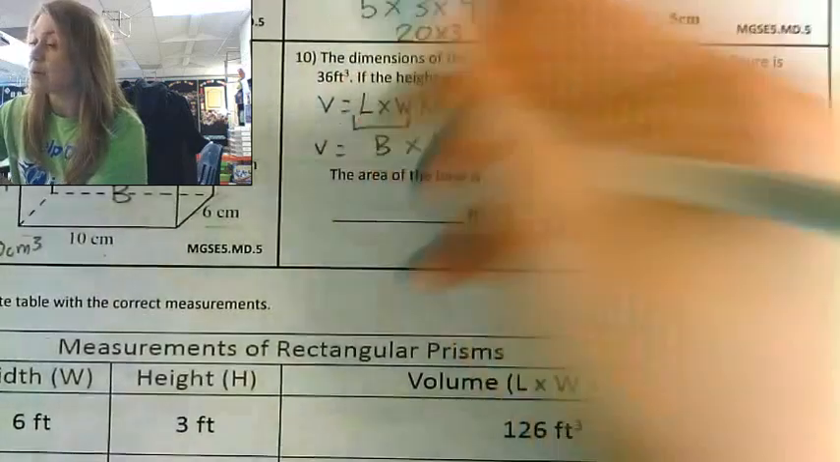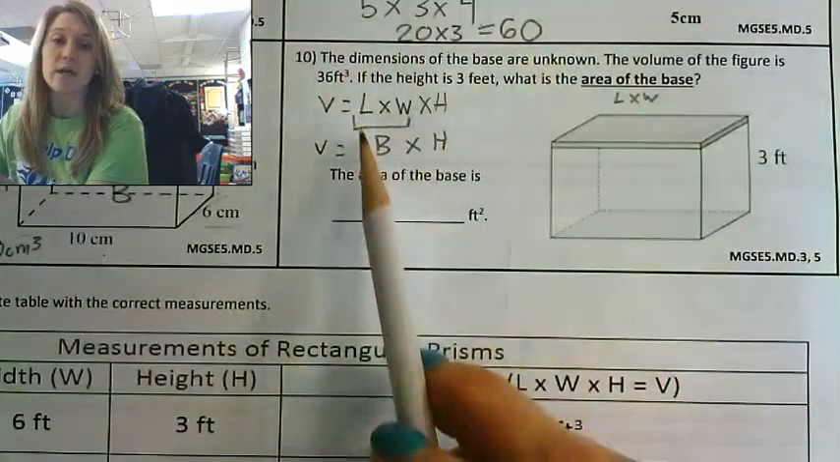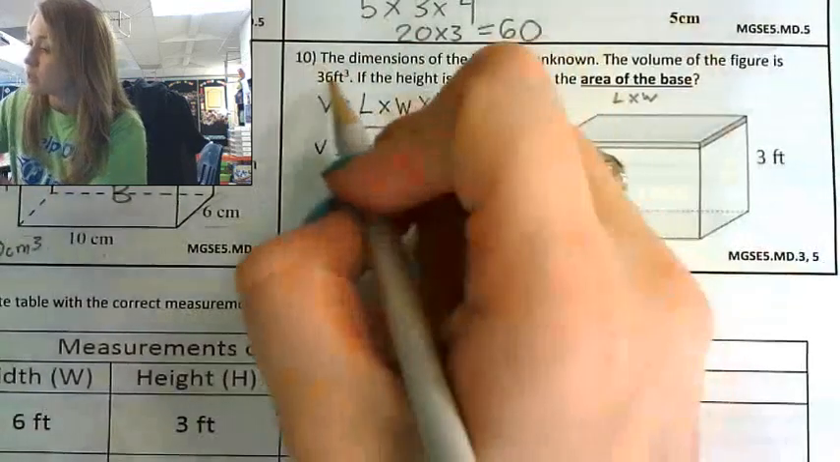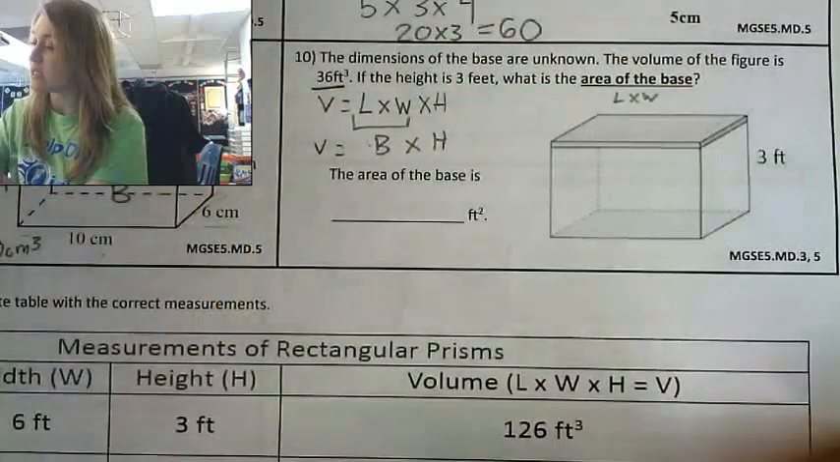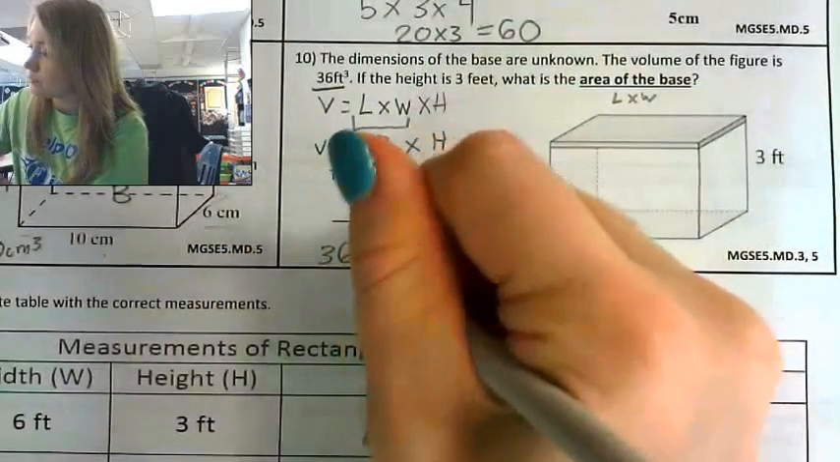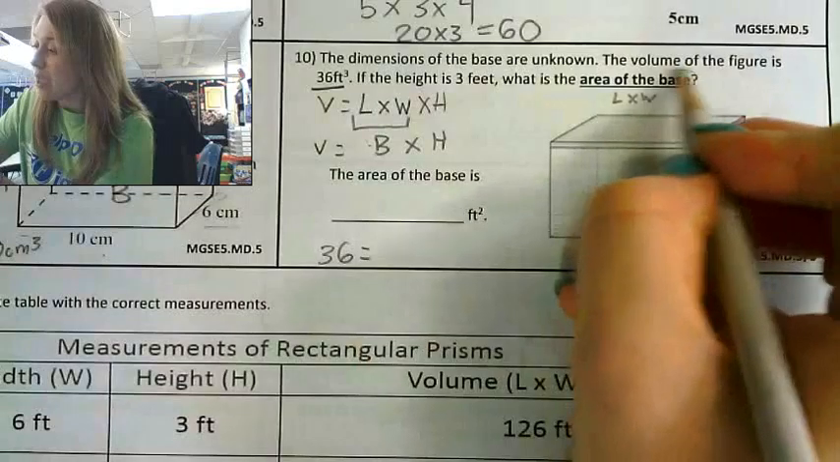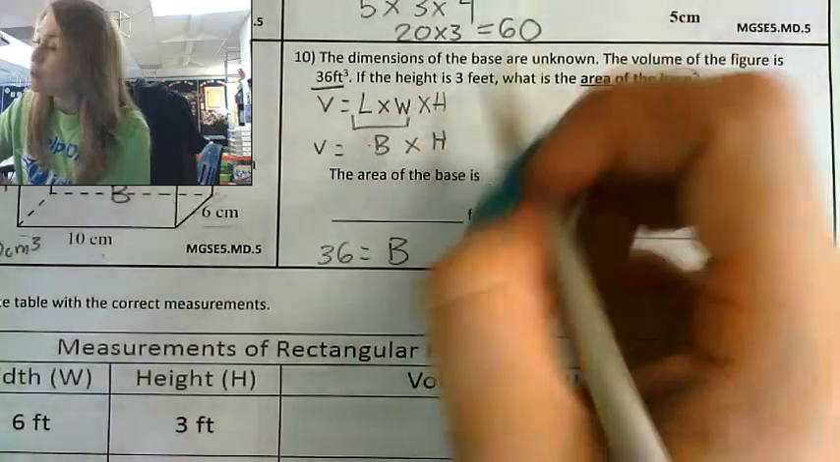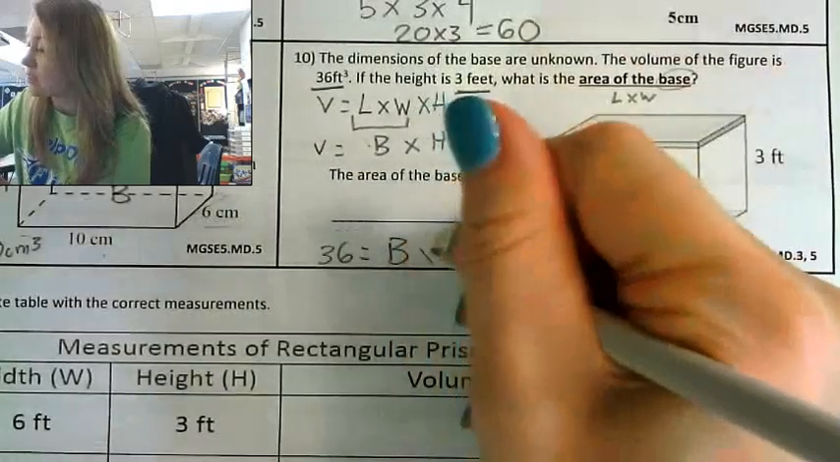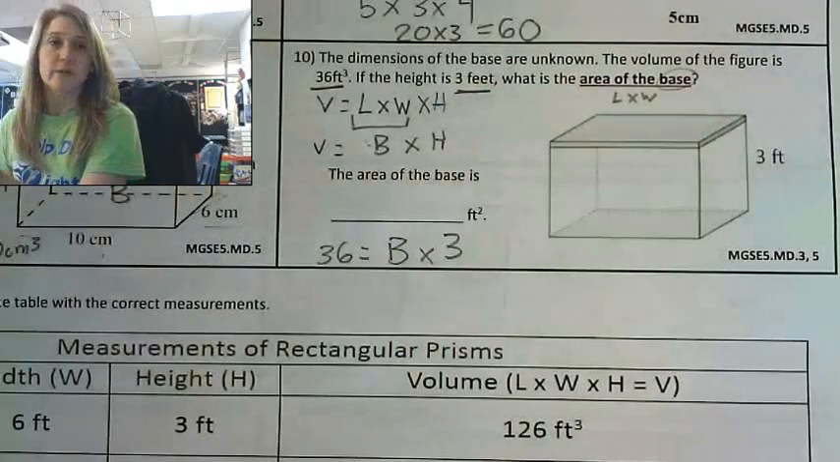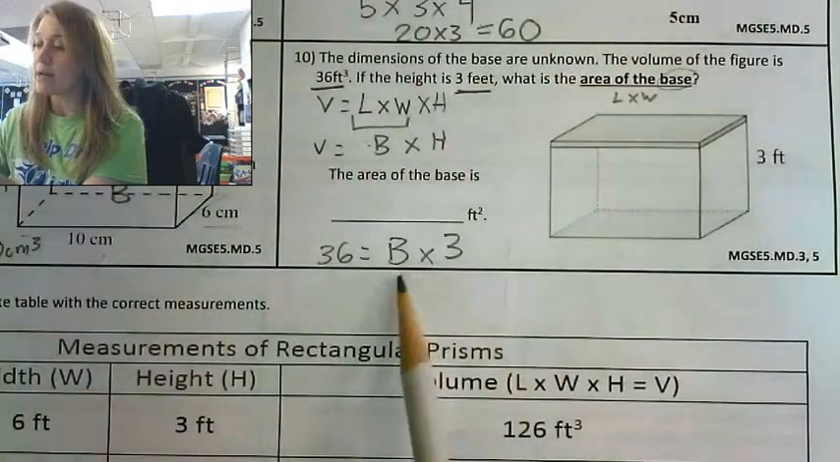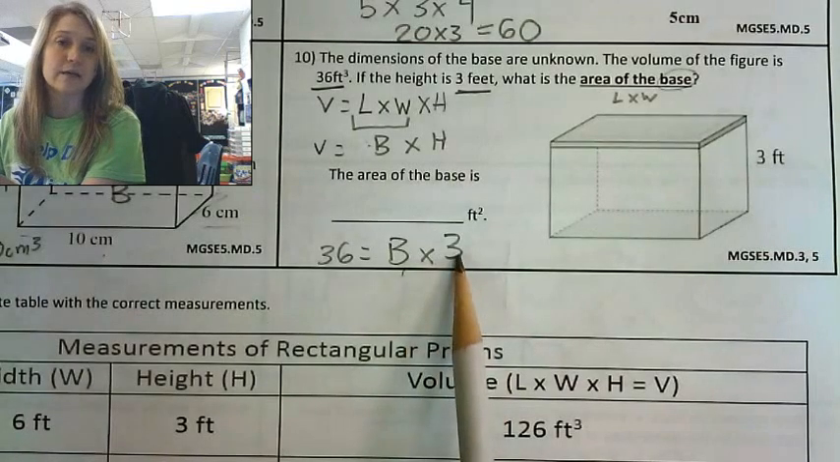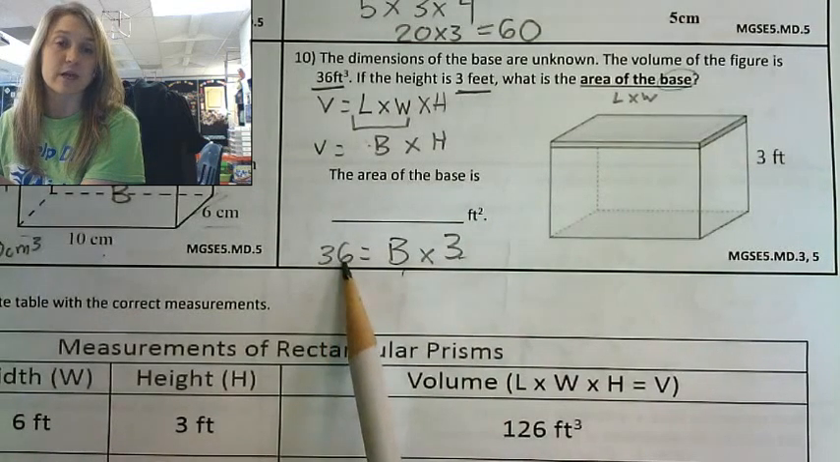So I'm going to go ahead and substitute what I know into my problem. So I know that the volume is 36 feet. I don't know the base. That's what I'm looking for, so I'll keep that as my big B, but I do know that the height is 3 feet. So I have to figure out what number times 3 gives me an answer of 36.